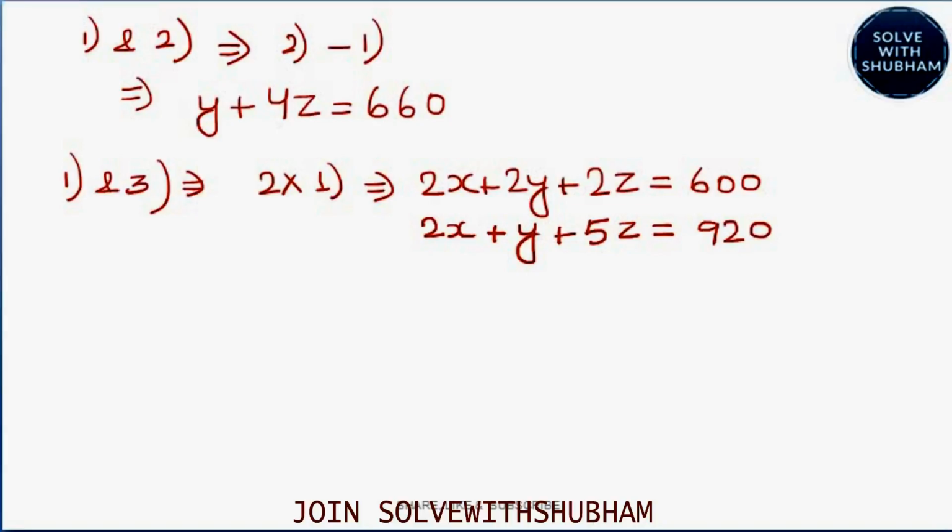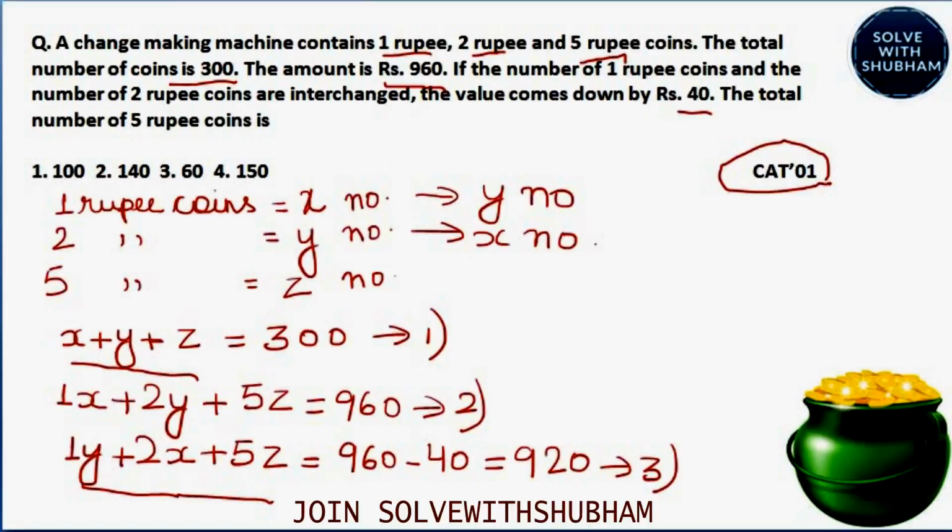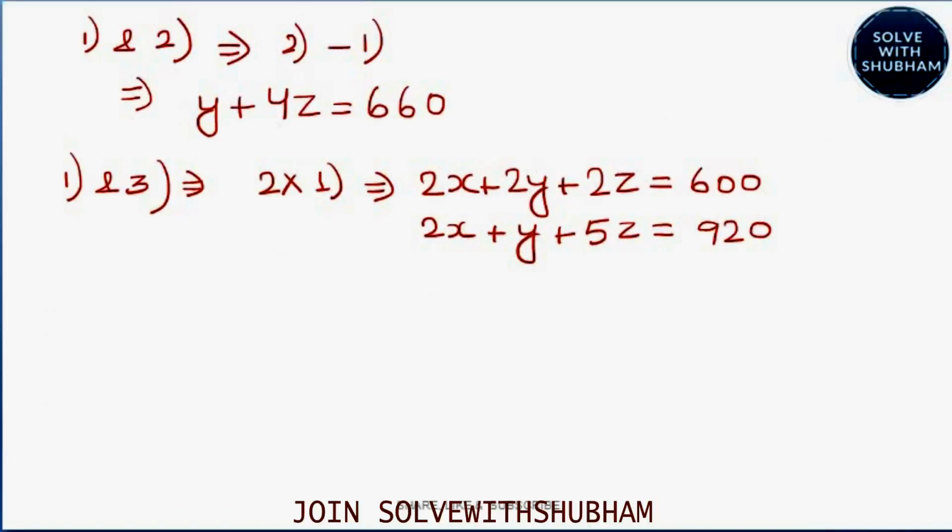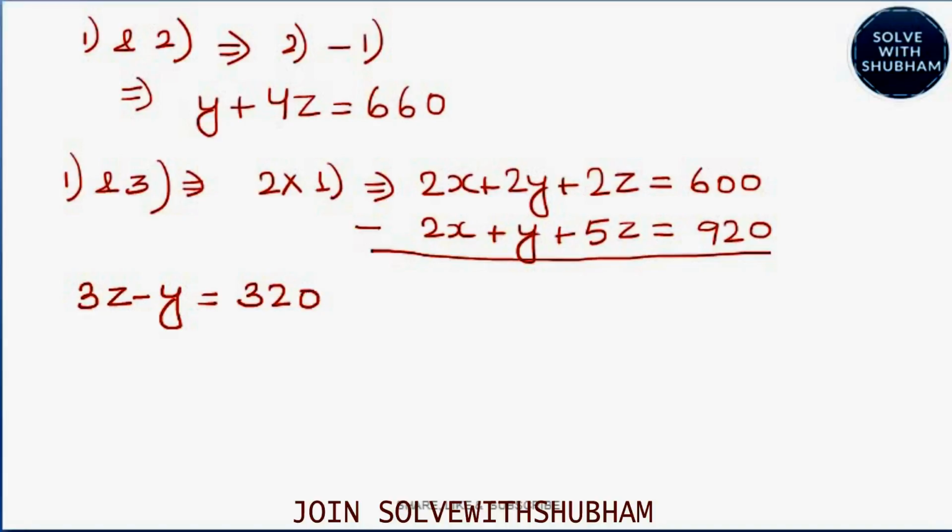So we need to solve this. 2x plus y plus 5z. So when we have to solve it, we can subtract. So what do you get? You will get 3z minus y is equal to 320.